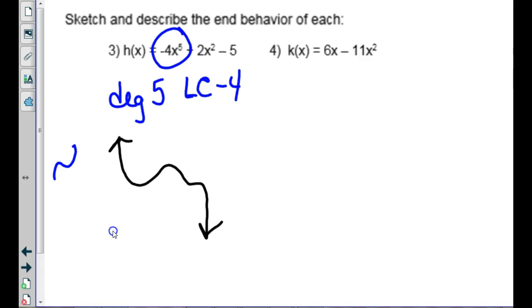Okay? I don't know how many zeros it has. Doesn't factor, it might just do this. Okay? But the end behavior is really all I cared about on these questions. What's the end behavior on this one?